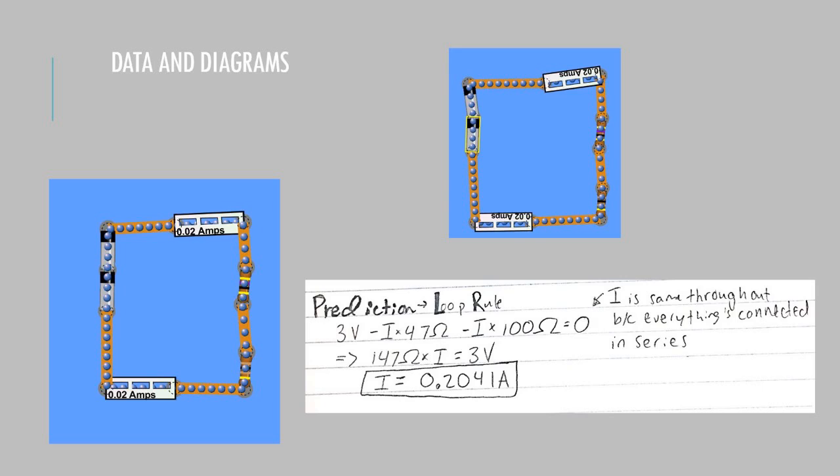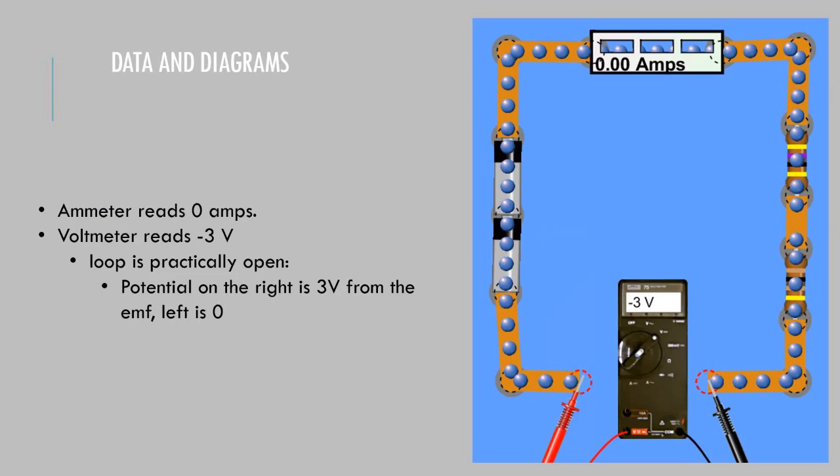When the ammeter is inserted backwards, the current measurement is the same. Since current is a scalar quantity, it doesn't change when I flip the ammeter. When I replaced an ammeter with a voltmeter, the first ammeter read 0 amps because the voltmeter has extremely high resistance, so no current can flow, and the voltmeter reads a potential difference of -3 volts because the loop is practically open. The potential on the right is 3 volts from the EMF, but it can't flow through to the left.